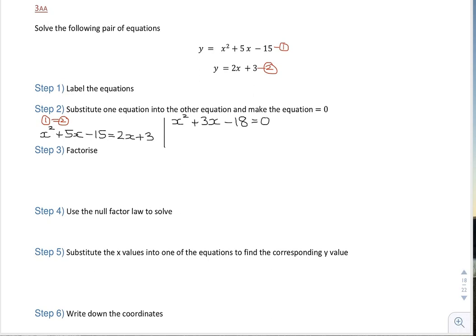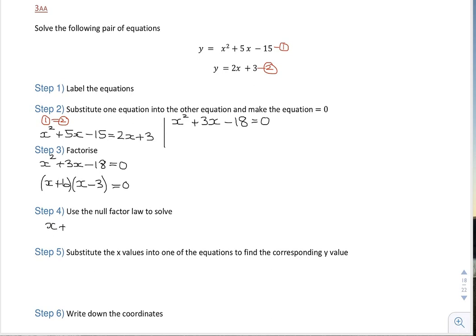You want to rearrange this to make it equal to 0, so we have x squared plus 3x minus 18 is equal to 0. We now need to take that and factorize it, as we're trying to find the x values. When we try to factorize this, what multiplies to give negative 18 and adds to give 3 is positive 6 and negative 3. So factorized this is x plus 6, x minus 3, and it is still equal to 0. Because it's still equal to 0, we can apply the null factor law.